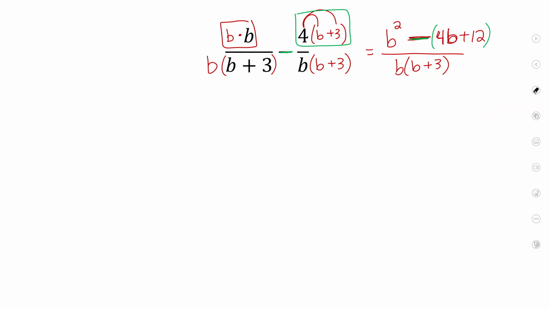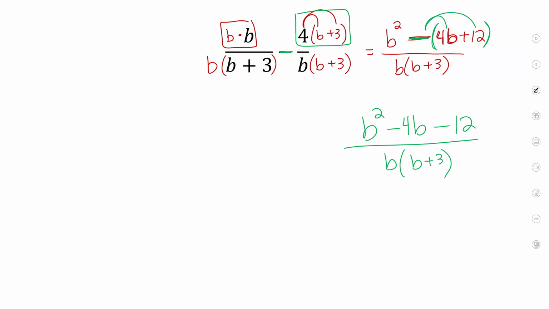So the correct way would be to put parentheses around this and subtract every item. So this will become b squared minus 4b minus 12. That is a mistake that I see a lot of students make. They'll make this a plus 12, and it is not. Okay, so let me just say that one more time.